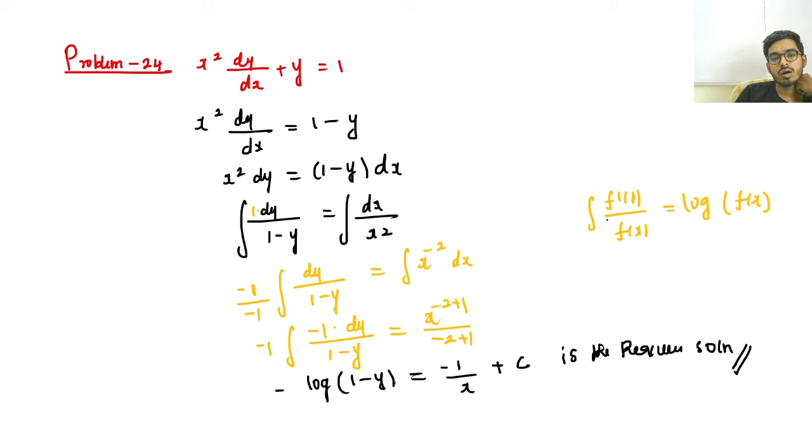So whenever you have f dash of x by f of x, you just write log of f of x. Here we have 1 minus y, so by differentiating we will have minus 1. Here it is in terms of y, no problem. Differentiate this and you will have minus 1, but here we have plus 1. So if I make this minus 1, I can use this formula. So I'm multiplying and dividing by minus 1, keeping minus 1 outside and taking minus 1 inside. So I can apply the formula: minus log of 1 minus y equals minus 1 by x plus c.